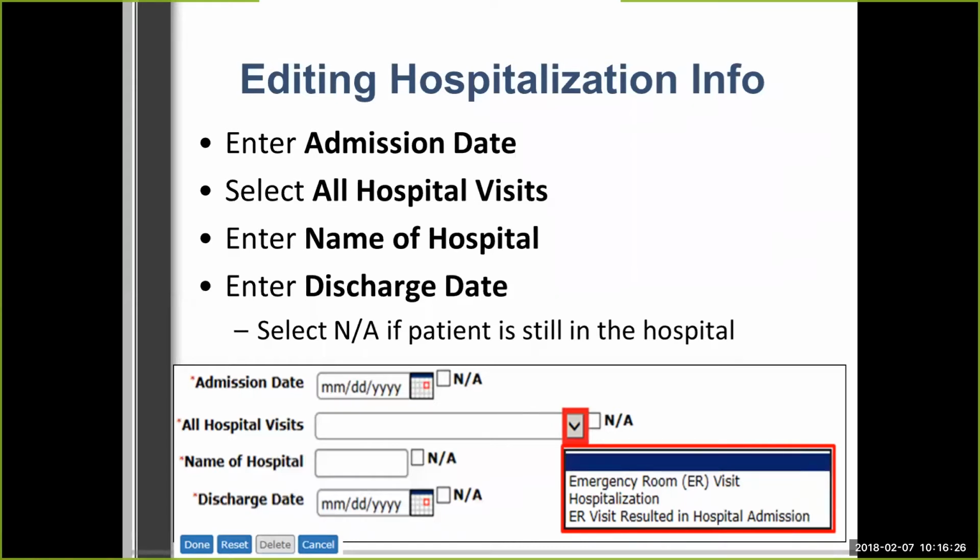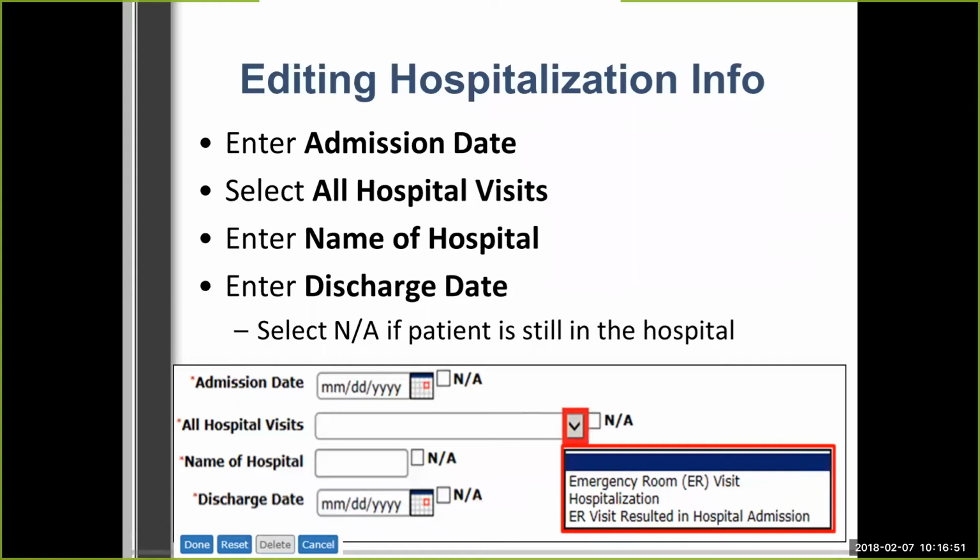Please enter the full name so we can identify exactly what it is, so it's not vague and confusing, and so that we can keep track of what is the most frequently used hospital in your area. That's good information to have. And then discharge date is the date the patient leaves that hospital, or when that hospitalization ends.